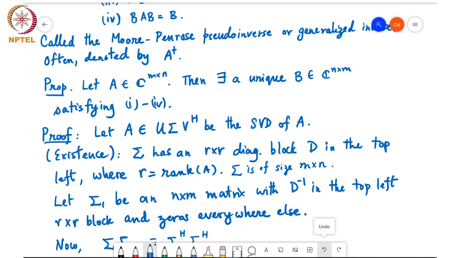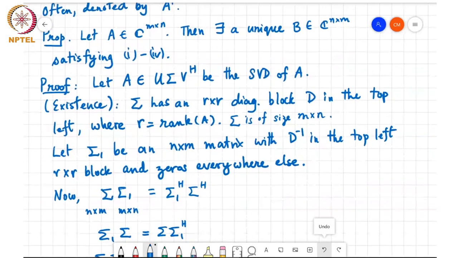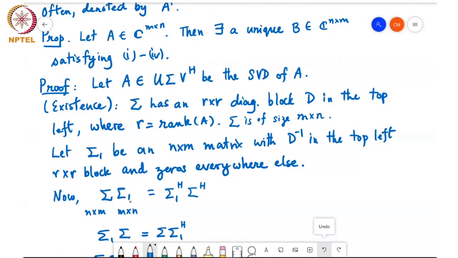Okay, and sigma 1 is of size n by m, so the opposite size. What we'll first show is that sigma 1 is the Moore-Penrose pseudo inverse of sigma. So if I take sigma 1, okay, that is equal to sigma 1. So this you just have to write it out what it looks like.